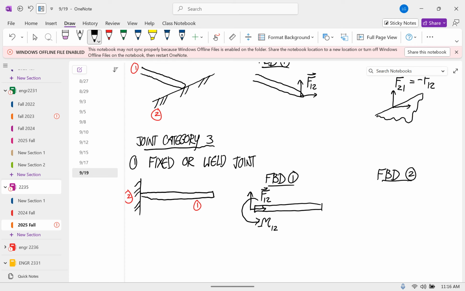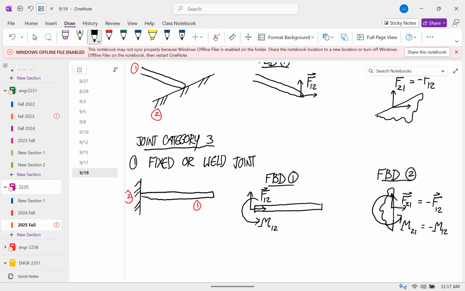Okay, so then the wall, if you isolate a chunk of the wall, you would have a force here of F2,1, and that's equal to negative F1,2. And then you would have a couple that would be M2,1, and that's equal to negative M1,2.